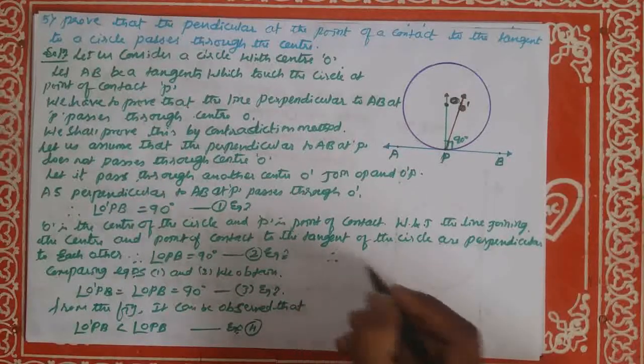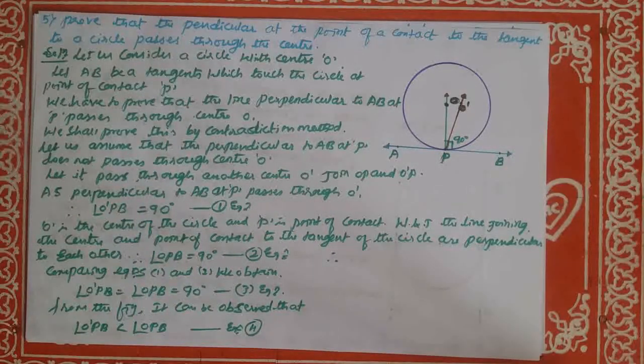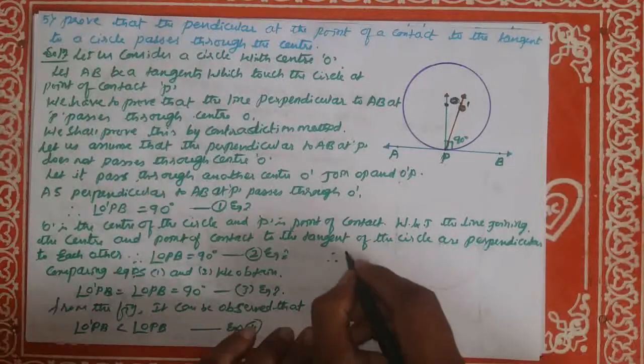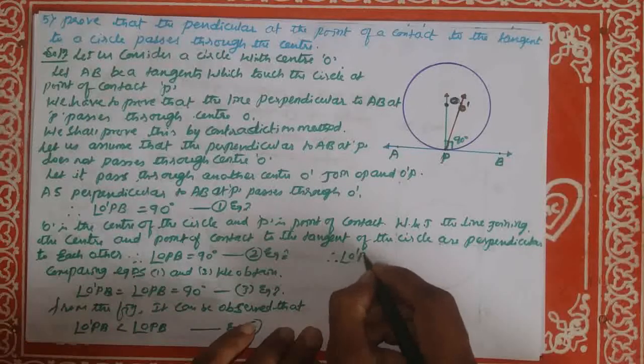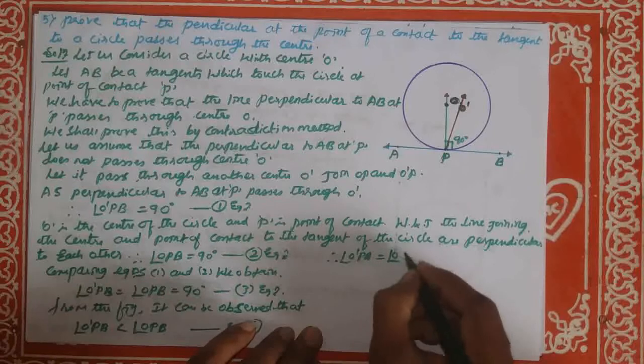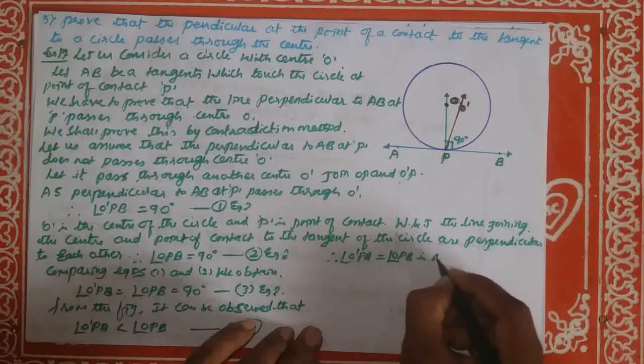Therefore, angle O dash PB is equal to angle OPB is not possible.